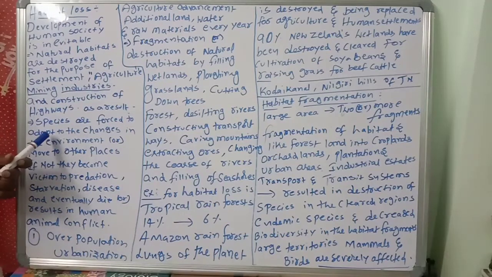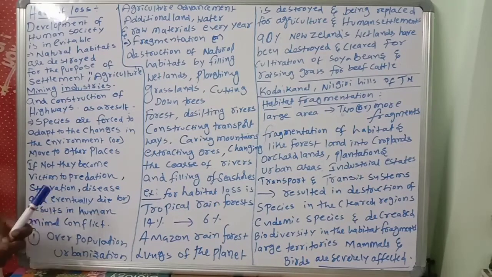As a result, species are forced. What will happen now? No habitat; we are damaging the habitat of species. Now species are forced to adapt to the changes in the environment or move to other places. If not, they become victim to predation, starvation, and disease, and eventually die, or it results in human-animal conflict. So these are the problems. Now, another problem.